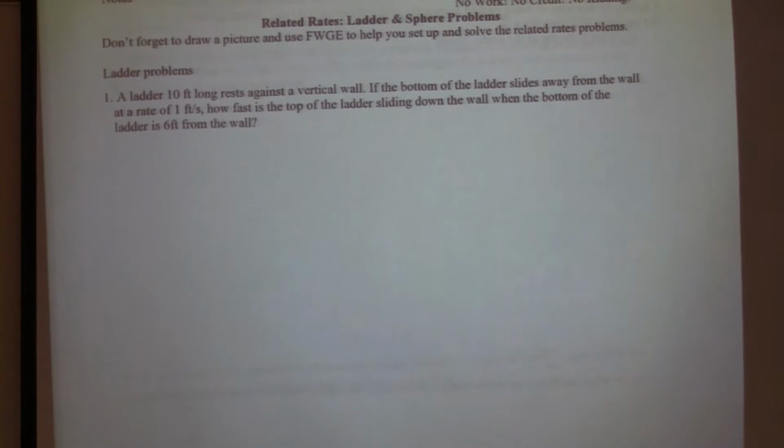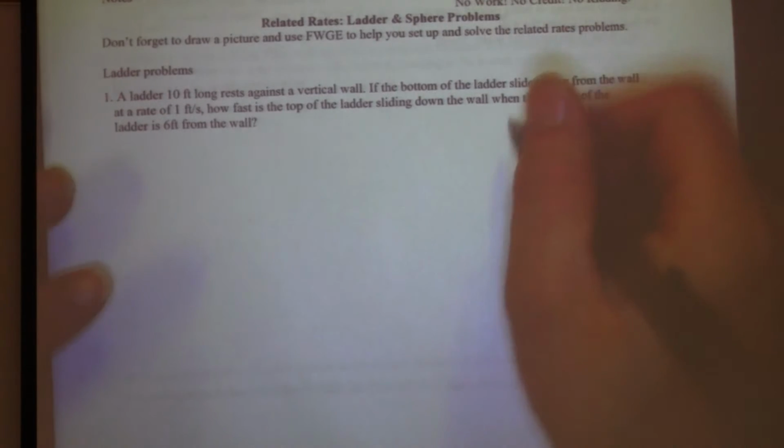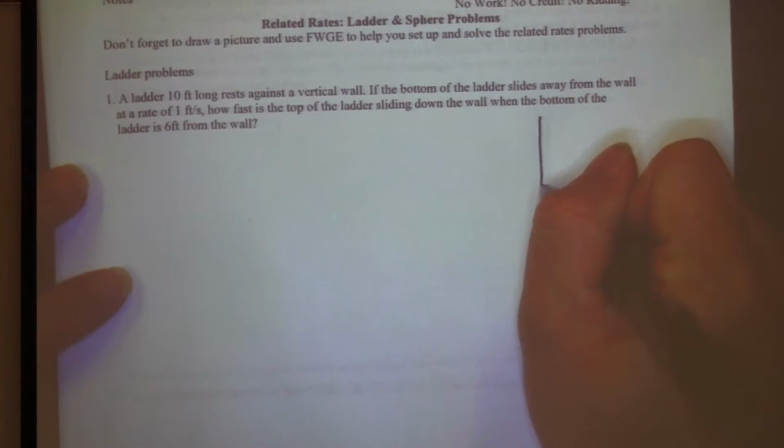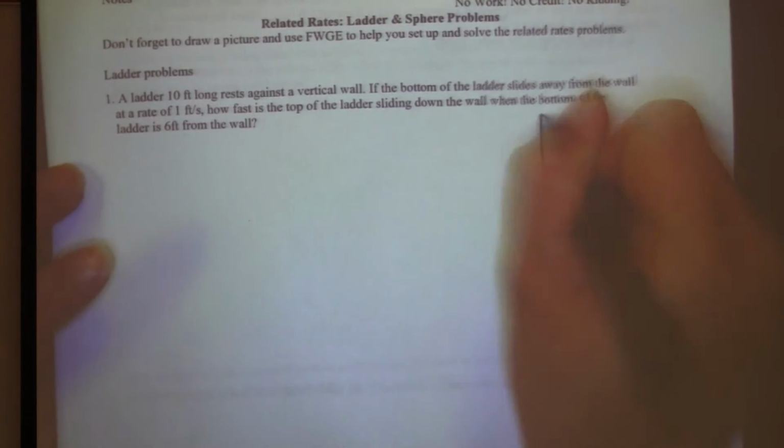A ladder 10 feet long rests against a vertical wall. If the bottom of the ladder slides away from the wall at a rate of 1 foot per second, how fast is the top of the ladder sliding down the wall when the bottom of the ladder is 6 feet from it? So let's draw a picture, okay? So we have a wall, right? And we have a ladder leaning against it.